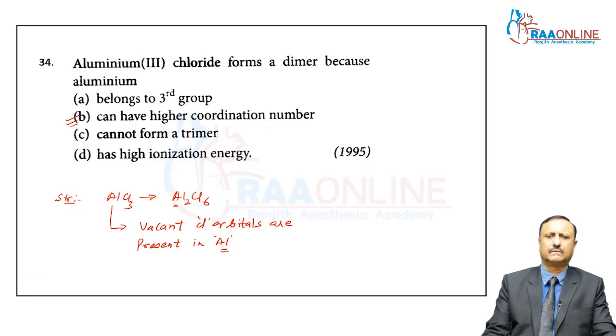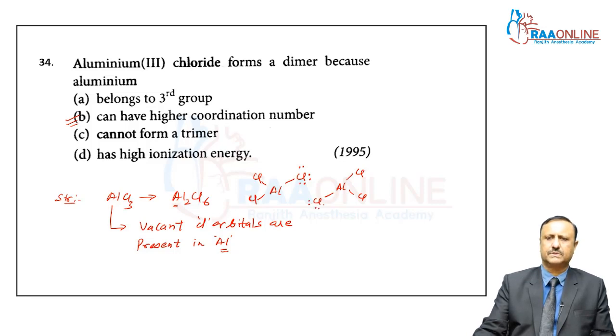So here aluminum chloride is formed in the form of Al2Cl6, and in this formation aluminum gets the higher coordination number. Because here we have Al, Cl, Cl, and this Cl has a lone pair of electrons present in chlorine. Here is the second molecule with Cl, Cl and Cl, and in this chlorine also a lone pair of electrons is present.